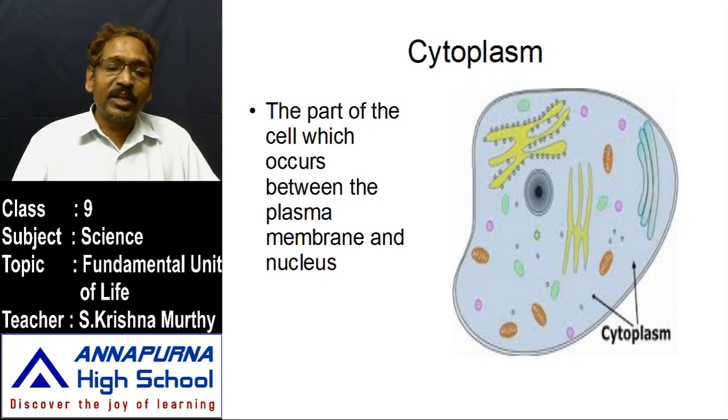So in between the nucleus and the plasma membrane, what is the material present? Protoplasm is there, and along with it different kinds of organelles are there. So the cytoplasm has different kinds of organelles to perform each and every function.